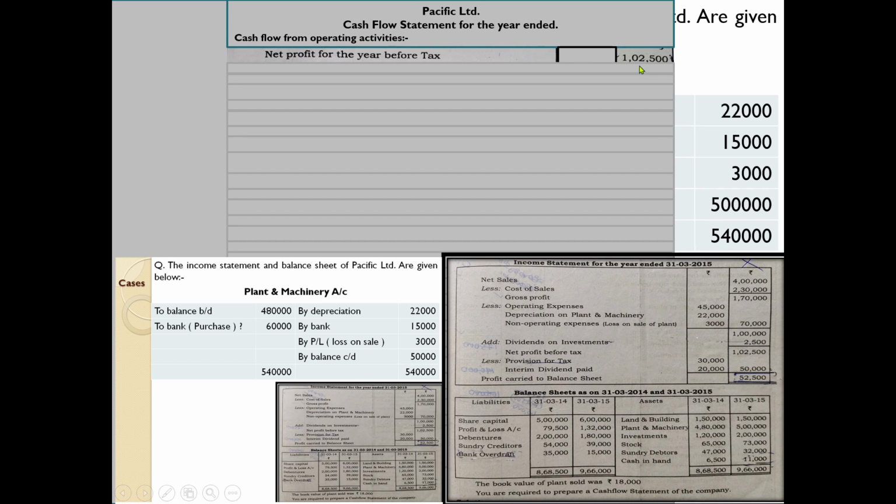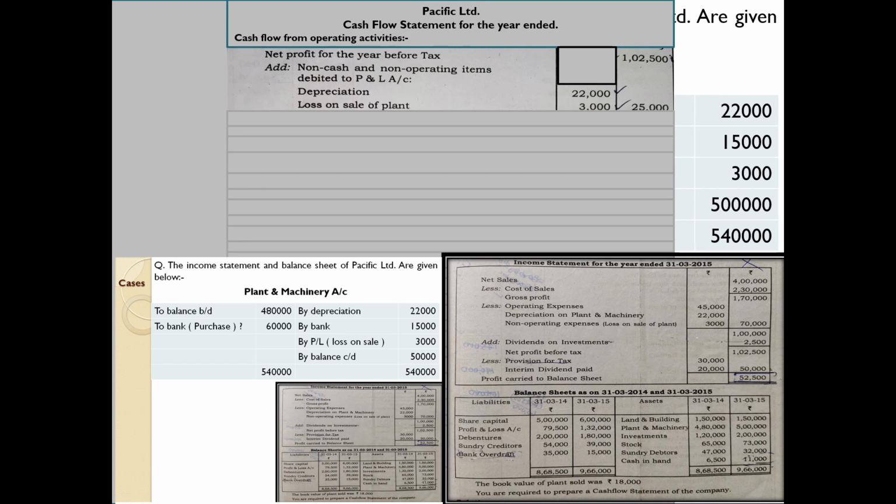Here they have begun with 1,02,500. You can either begin with 52,500 or 1,02,500. And now I will explain why they have begun with 1,02,500. From the net profit during the year, you need to add back all non-operating items. We will begin with the first one, depreciation 22,000. See, 22,000 we have taken. Next one, loss on sale of plant 3,000, that is also taken.